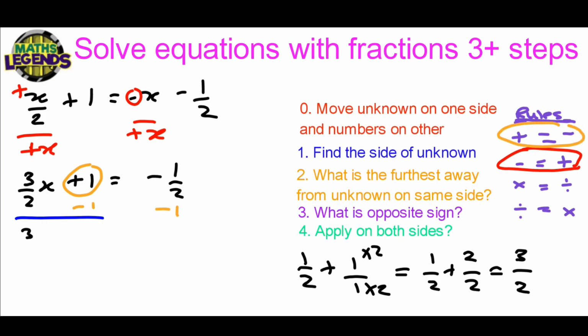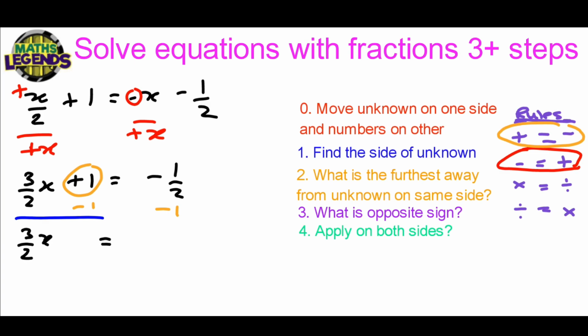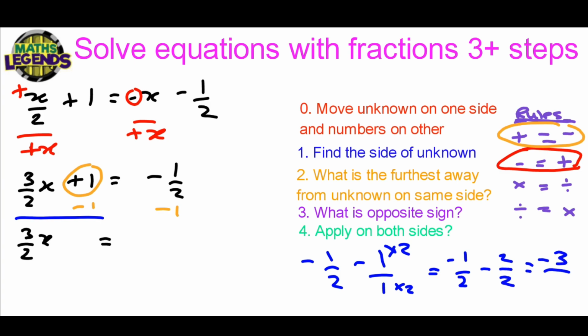So this is 3 over 2x, 1 minus 1 is 0, and minus a half minus 1. We'll do over here, so minus a half minus 1. Now 1 is the same as 1 over 1. Multiply top and bottom by 2. That gives us minus a half minus 2 over 2, which simplifies to minus 3 over 2. As minus 1 minus 2 is minus 3 over 2.